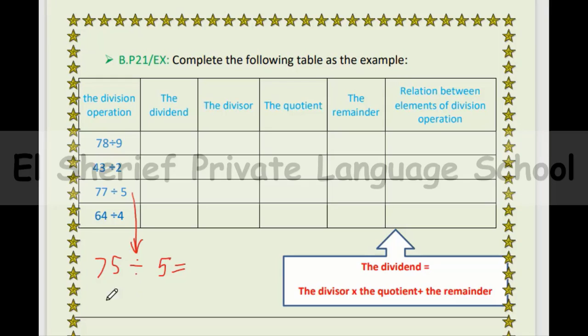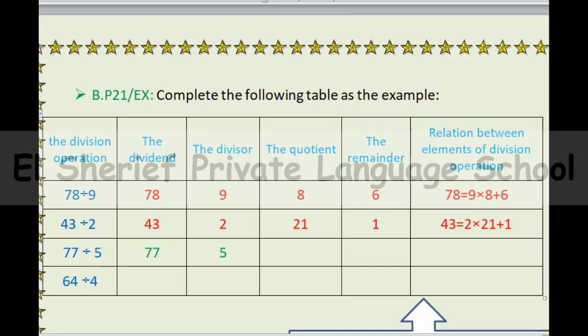So 75 divided by 5, we start from the largest place value. 7 divided by 5 can't be done, so we reverse by one step. We get 6. By another step, we get 5. So here, 5 divided by 5 equals 1. And here we have 2, because we reversed and regained 2 steps. So this number becomes 25. 25 divided by 5 equals 5, so the quotient equals 15.